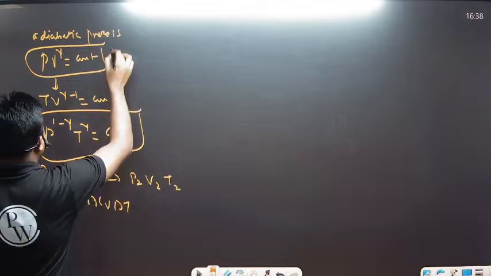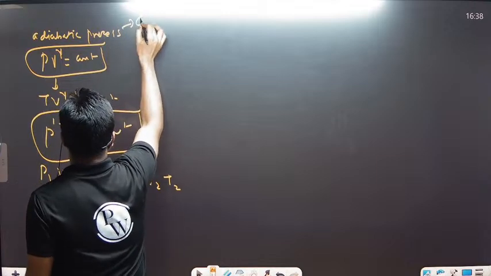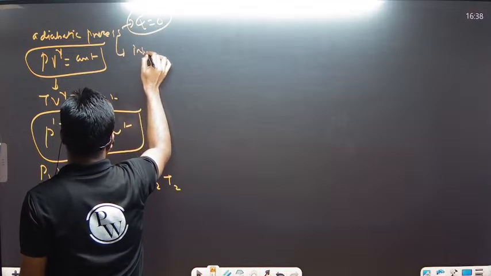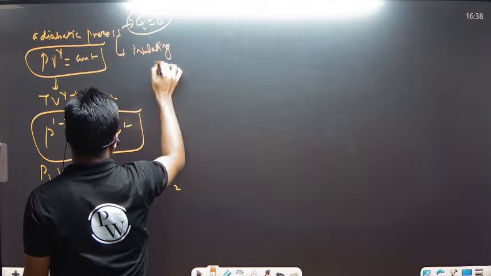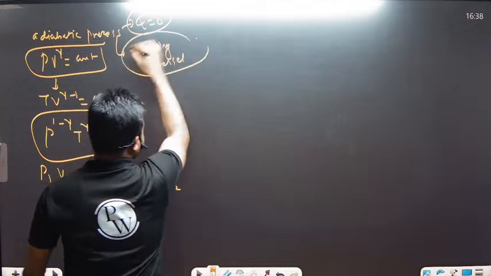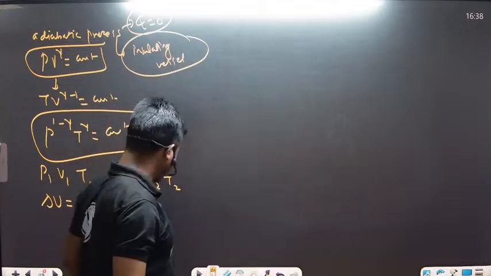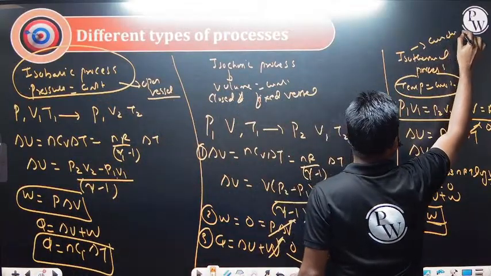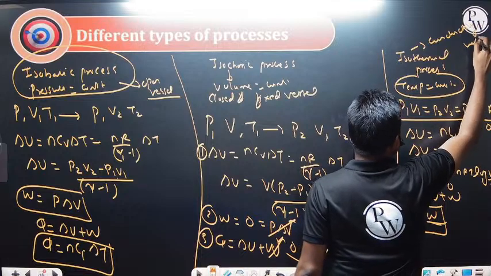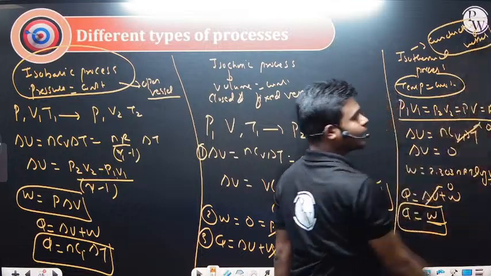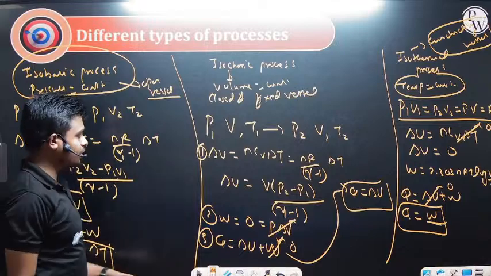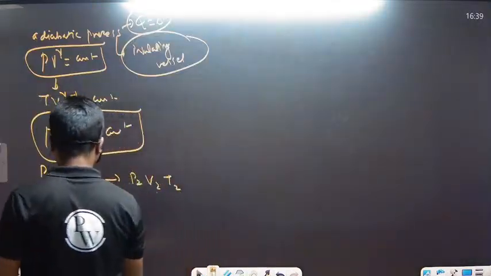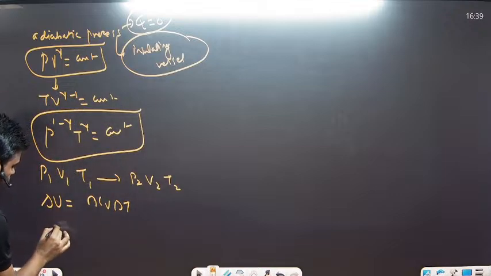Okay, so adiabatic process is the process in which there is no heat exchange with the surrounding. It has an insulating wall, an insulating vessel. Thermally insulating vessel means neither heat is coming out nor mass is coming out. In isothermal, heat is coming out. This will be called a conducting wall. Whenever we have a conducting vessel, meaning thermally conducting, heat can flow between the system and surrounding. So delta U is nCv delta T, and we have work done.